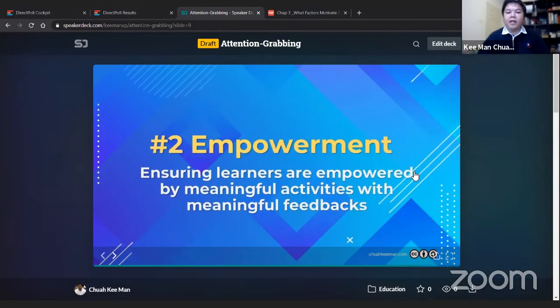Number two, empowerment. Just to make it simple, ensuring learners are empowered by meaningful activities with meaningful feedback. I purposely repeat the word meaningful because a lot of times we have meaningful activities, but no meaningful feedback. No meaningful feedback is like, good, excellent, you need to work harder. How on earth are you expecting them to improve, right? And then they don't feel empowered. It's like, I did all this and all the lecturer gives me is one word, good or excellent. So think about that. Empowerment will be one element that you have to inject in your online course so that the learners will be able to engage in your course longer.